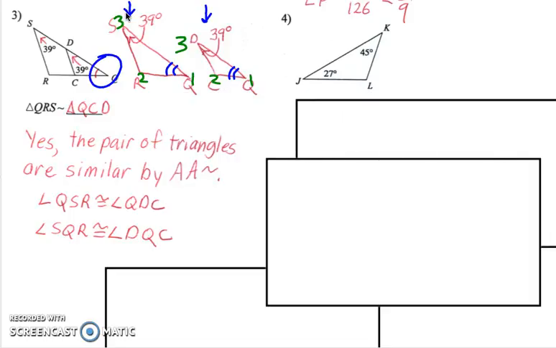So yes, the pair of triangles are similar by angle-angle similarity, and write three letters down for the angles. Don't write angle Q is congruent to angle Q. Write that out separately, please.